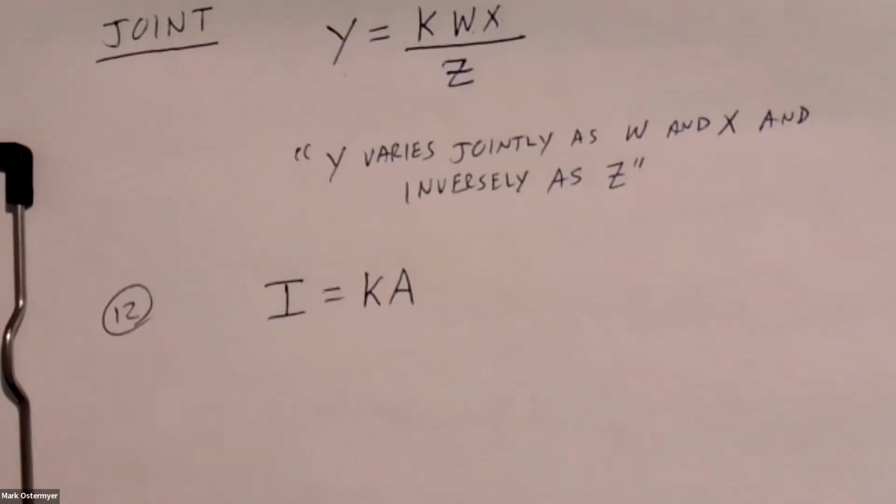Can we see that there? Interest varies directly as the amount of money that you invest in a loan. That's your answer. That's it. That's all they wanted for number 12. That's a direct variation between interest and amount.